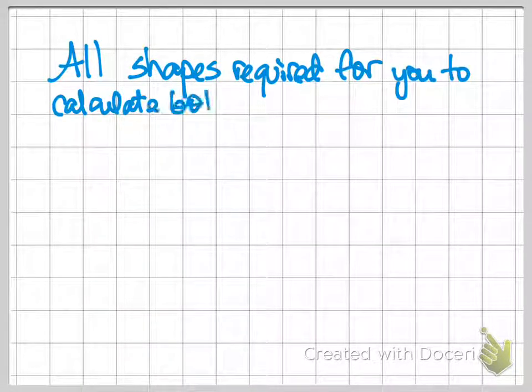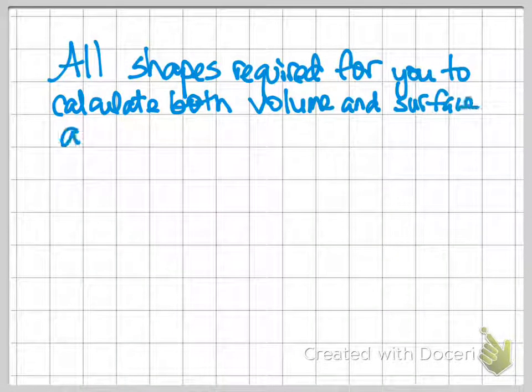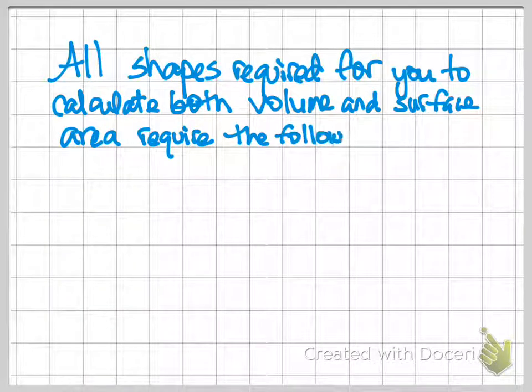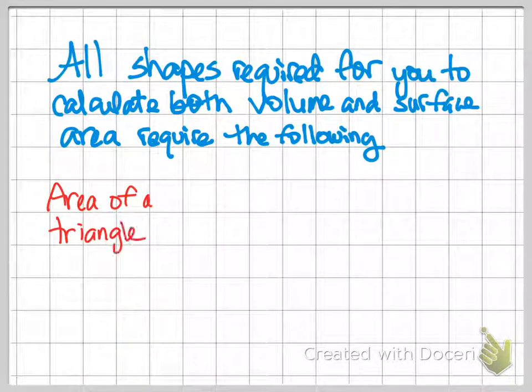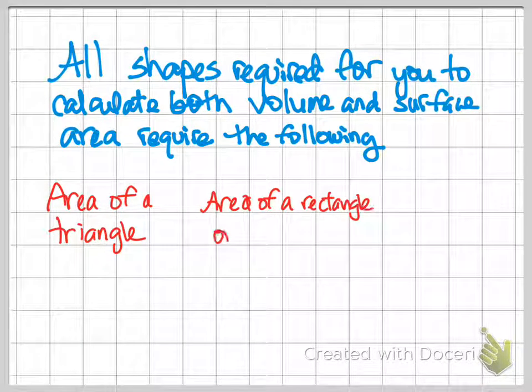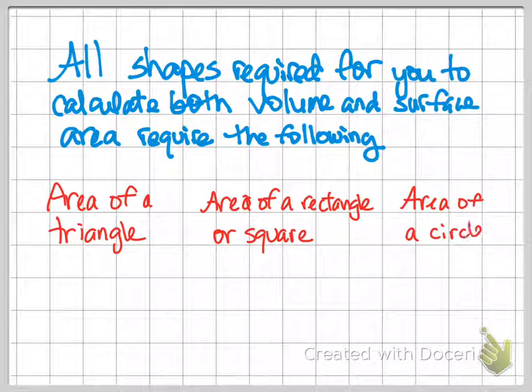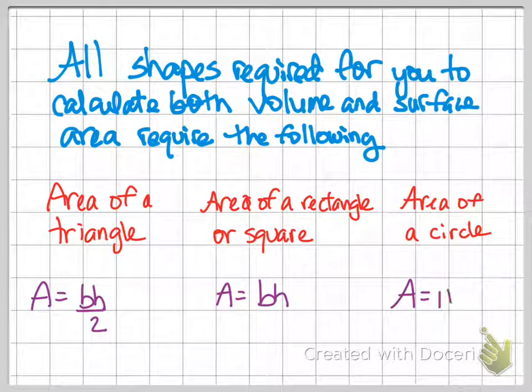In order to calculate both surface area and volume for the figures that we talk about in 7th grade, you need to know how to calculate the area of a triangle, the area of a rectangle or square, and the area of a circle. And remember that the relationship between the quadrilaterals and the triangles is that the triangle is half of a rectangle or square. And this also works for parallelograms as well.